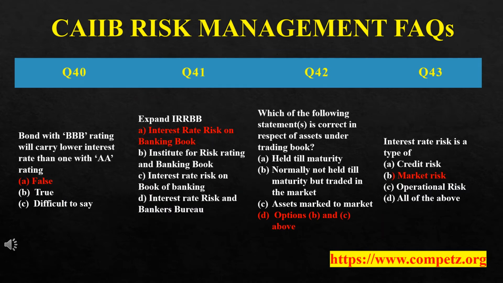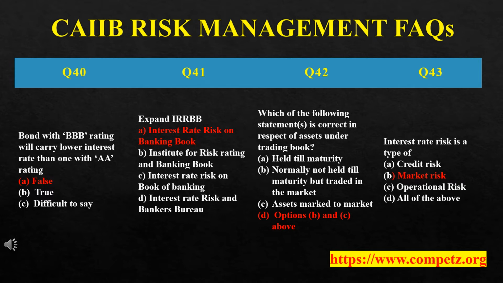Now friends, this is our last slide for the video. Just see here, we are on the 40th question. Read the question. A bond with BBB rating will carry a lower interest rate than one with AA rating. Is it true? No, it's false. Compared with a double A rating, it's false.